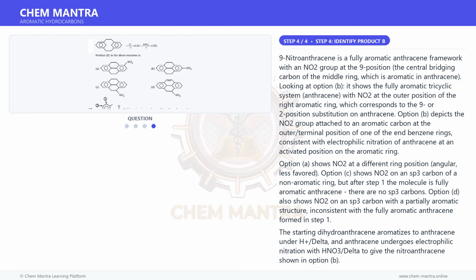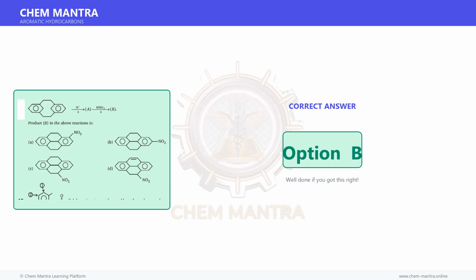The starting dihydroanthracene aromatizes to anthracene under H+ and heat, and anthracene undergoes electrophilic nitration with HNO3 and heat to give the nitroanthracene shown in option B. Therefore, the correct answer is B. Therefore, the correct answer is option B.